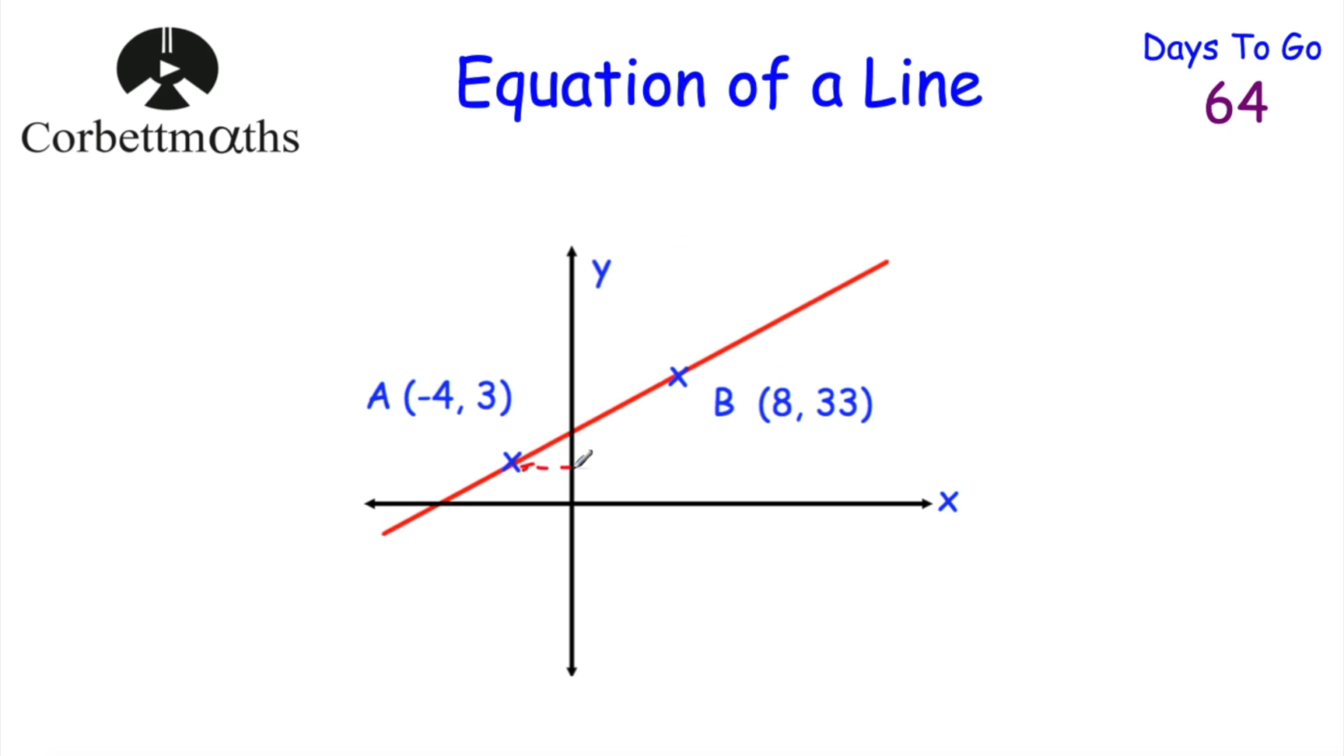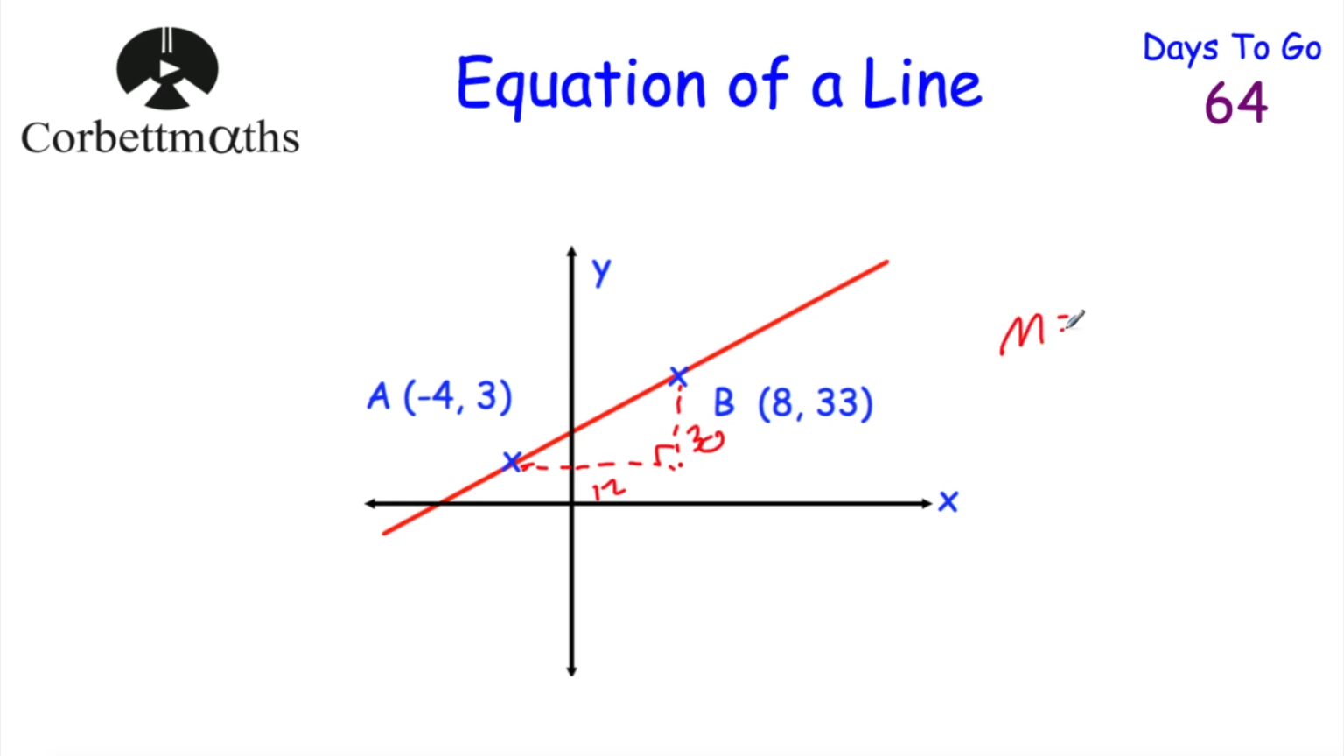So let's draw a little triangle, so let's go across and up, a little right angle triangle. So we're going from negative 4 to 8. So we're going 12 across. The run will be 12. Then in terms of the height, this one's going to height of 33. This one's going to height of 3. So we're going up 30. So the rise is 30. So we've got the rise and we've got the run.